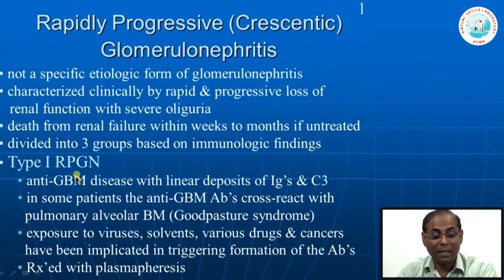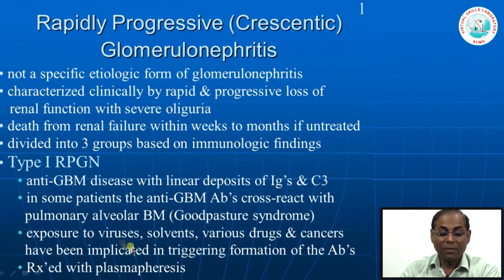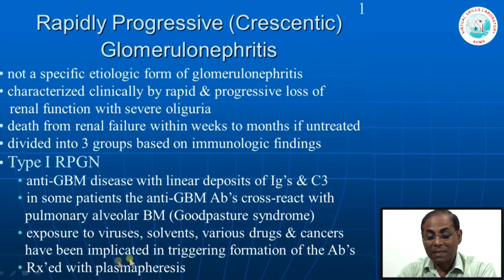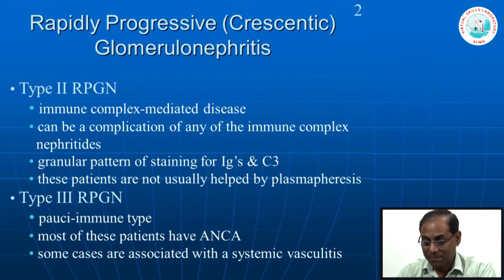It is divided into 3 groups based on the immunologic findings. Type 1 RPGN is anti-GBM disease, with linear deposits of immunoglobulin and C3. In some patients the anti-GBM antibody cross-reacts with the pulmonary alveolar basement membrane, and then it presents with both lung and renal involvement, which we describe as Goodpasture syndrome. In other etiologies, exposure to viruses, solvents, various drugs, and malignancy can also be the triggering factor, and sometimes these patients improve with plasmapheresis.